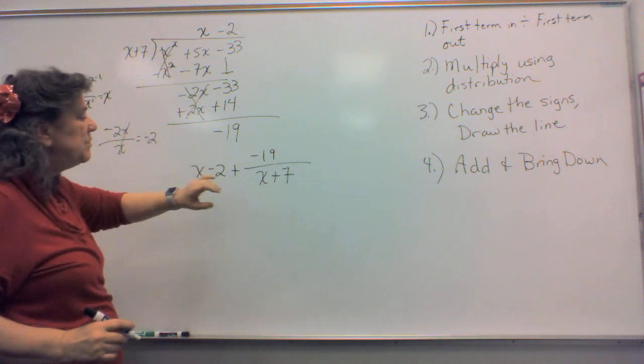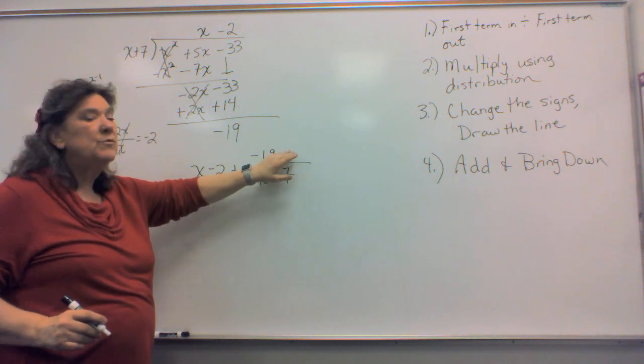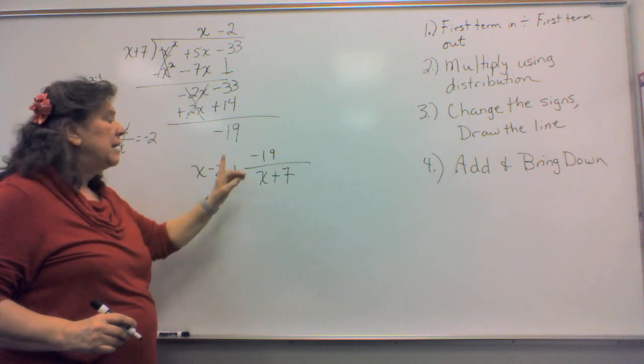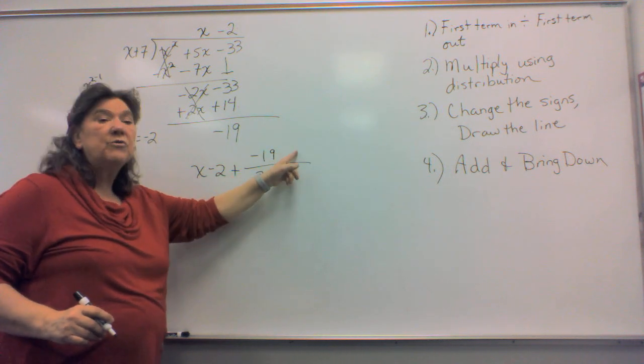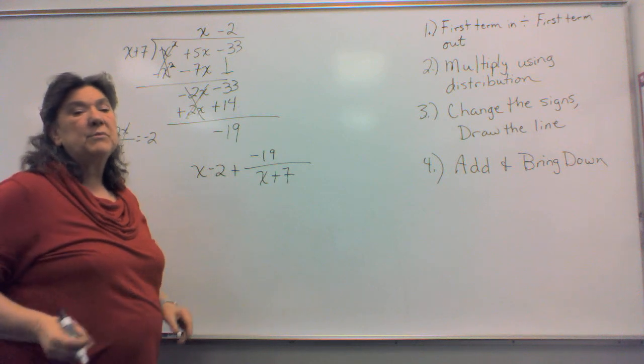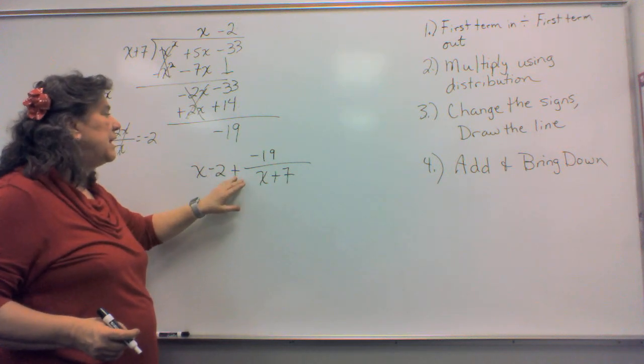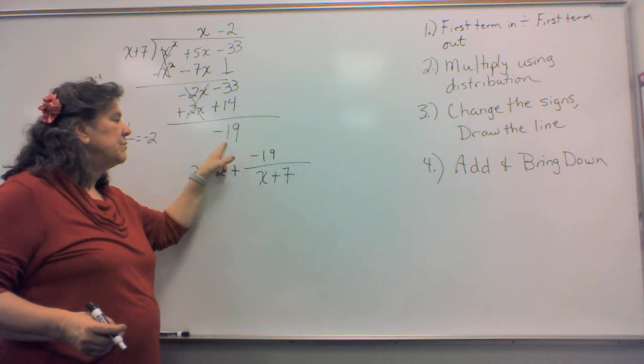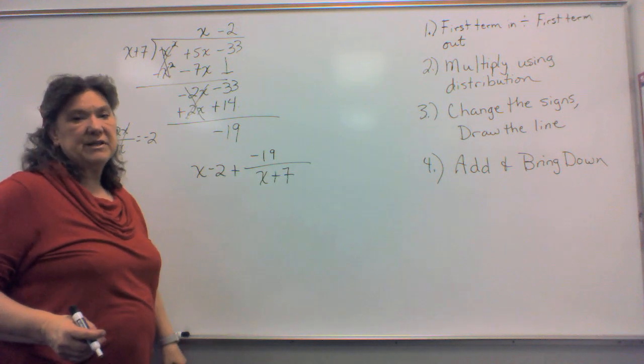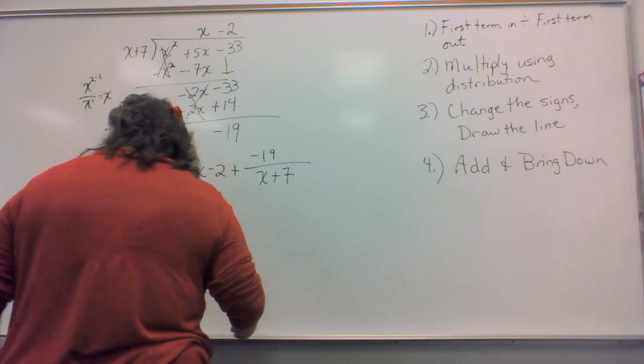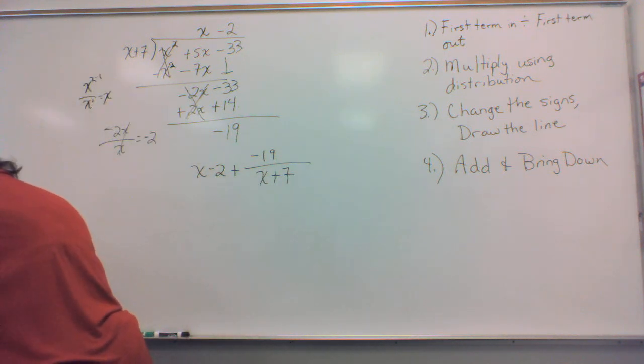And the reason we put the plus here is when we have more than one term in the numerator. If I put a minus here and they're not both minus, then you're in trouble with your signs. So put plus and then whatever the remainder is over your divisor. Okay, let's look at another example.